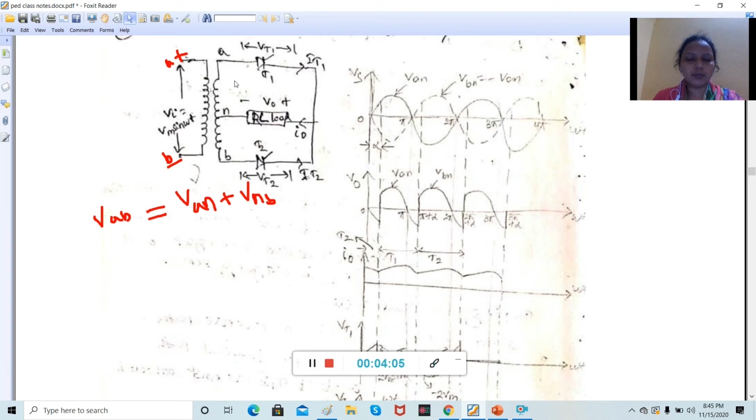When A is positive with respect to B, this is VAN and this is the negative VAN. Similarly, when B is positive with respect to A, the VBN positive side is this one and the VBN negative side is this one. That means when VAN is positive, at the same time VBN is negative. When VBN is positive, at that time VAN is negative. So this is 0, pi, 2 pi.